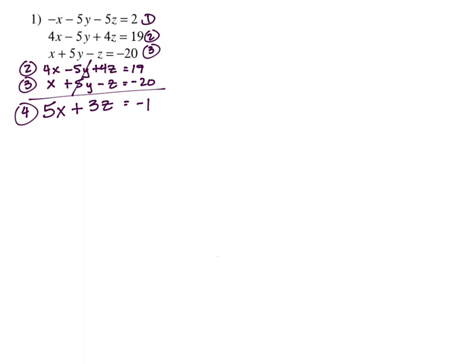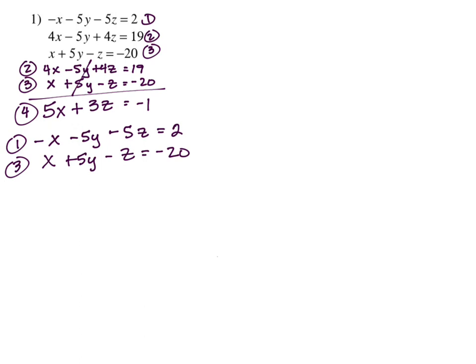And you said our other option was to stack 1 and 3. Why would I not want to do 1 and 2? They wouldn't cancel. I'd have to fix one of them to make it work. And I want to do the least amount of work possible. So let's try 1 and 3. Negative x minus 5y minus 5z equals 2. And then positive x plus 5y minus z is negative 20. This is what I call a golden nugget kind of situation. Sometimes you just win a little bit, right?